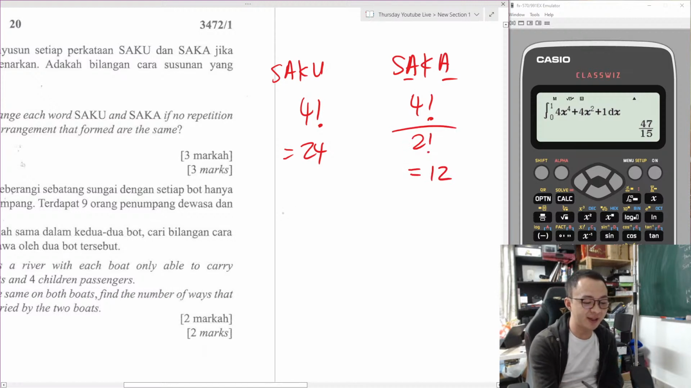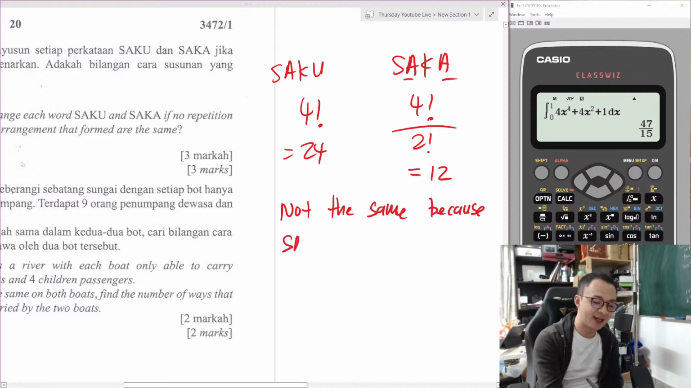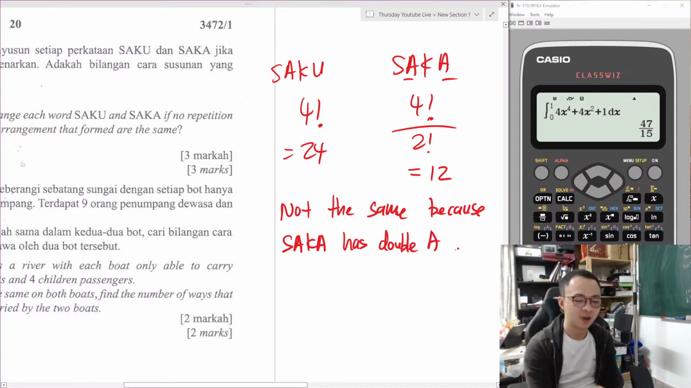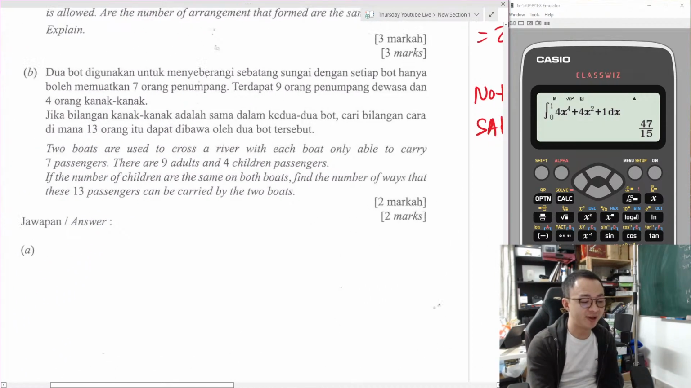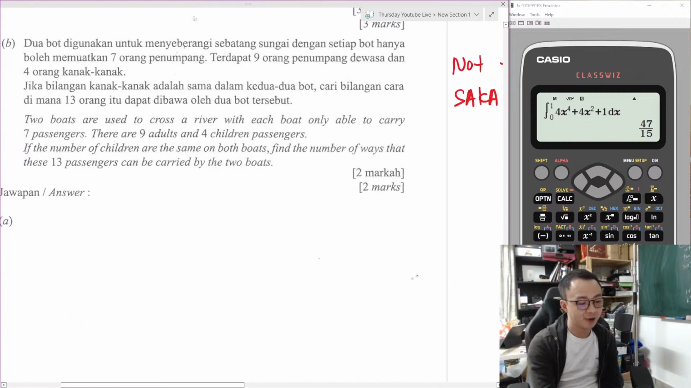So in this case, I would say not the same, because Saka has a double A. Or you can use any words you want to explain it. Okay.